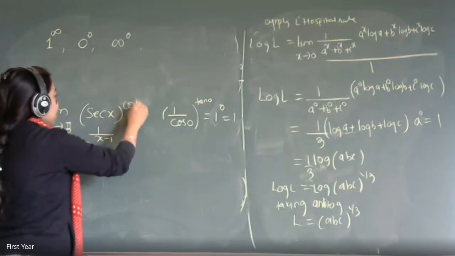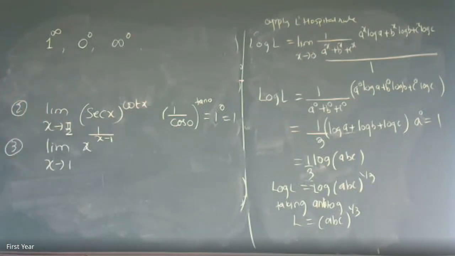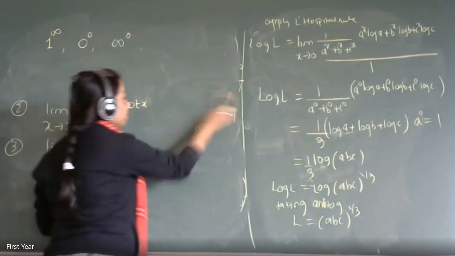Let us check. Let me check the question. Sec of pi by 2 is 1 by infinity, and what of pi by 2? So what is this form?